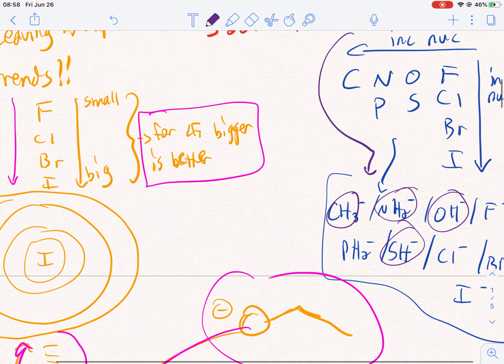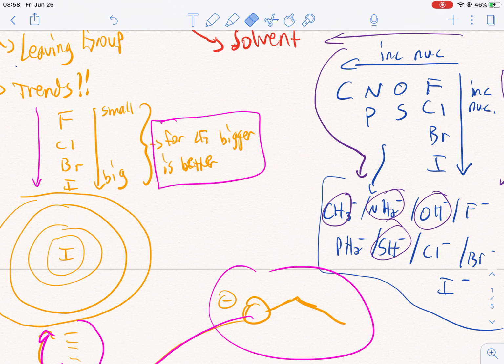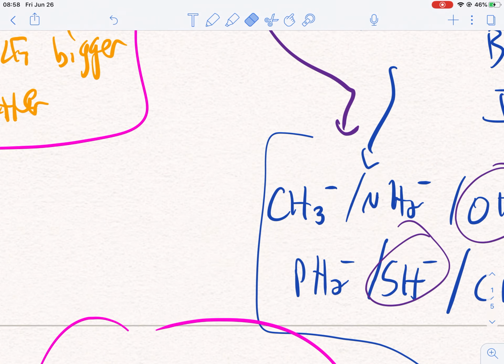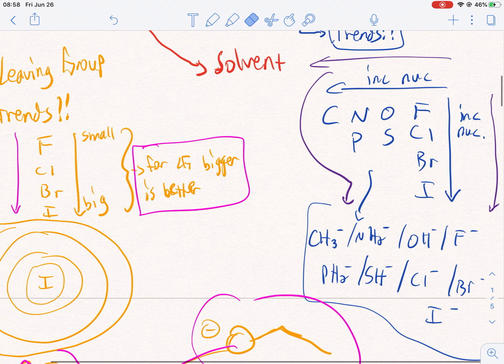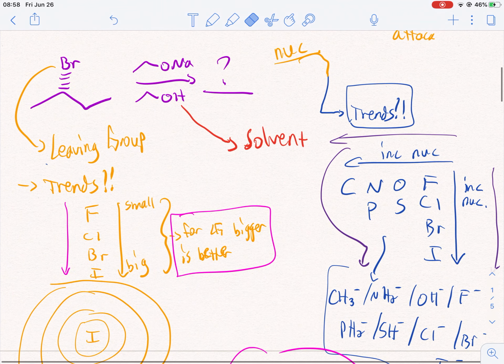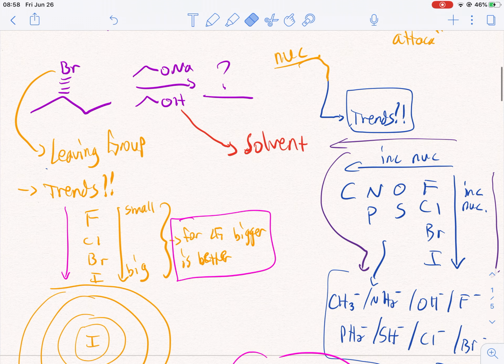Because you're not just going to have just a carbon. It can't be neutral and be a good nucleophile. But these trends have more to do with the elements themselves and their properties when they have these charges, okay? So we want a good nucleophile for SN2. Okay, so let's take a step back.